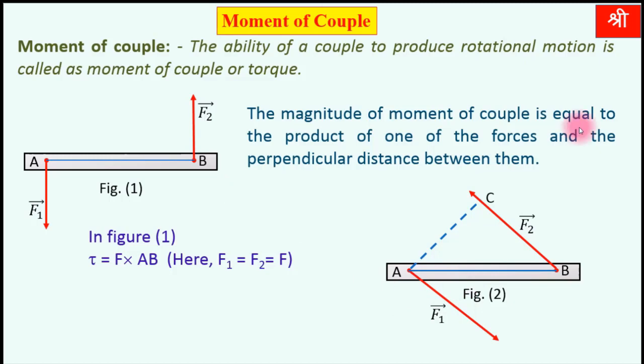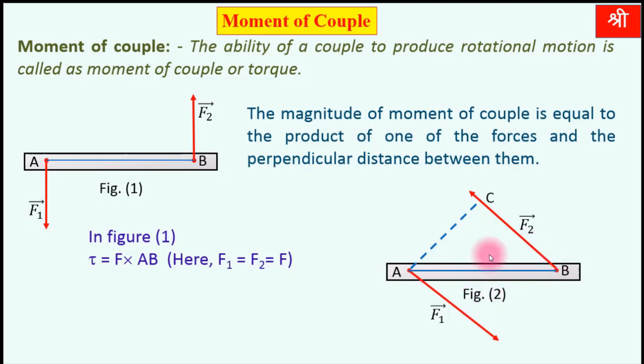Consider this second figure. Here is the same body, but forces are acting again at two different points A and B, F1 and F2. They are again equal and opposite. Their magnitudes are equal and their directions are opposite. See here, the direction of F1 is this, and the direction of F2 is exactly opposite to the direction of F1. Their magnitudes are the same, their lengths are the same, but these two forces are not perpendicular to this line. So you cannot take AB as the perpendicular distance between these two forces.